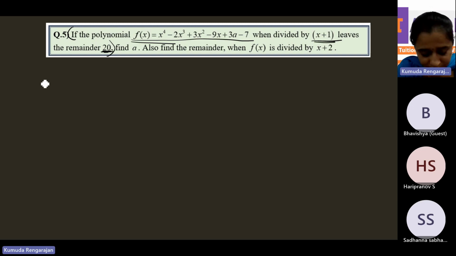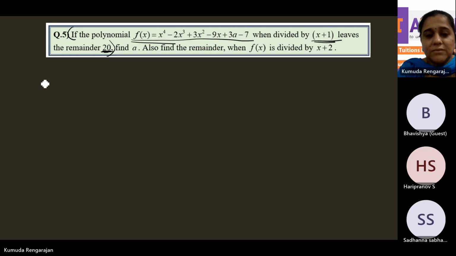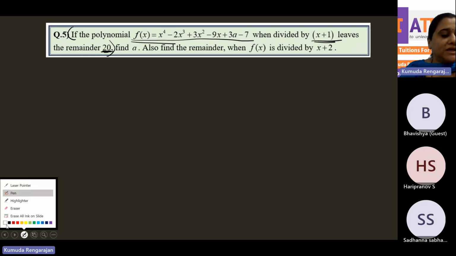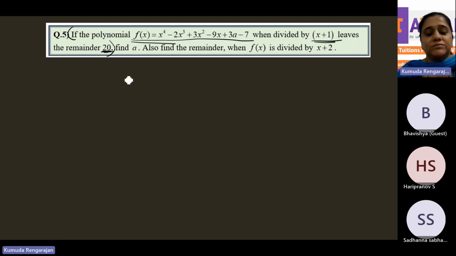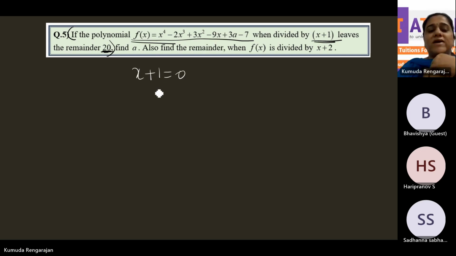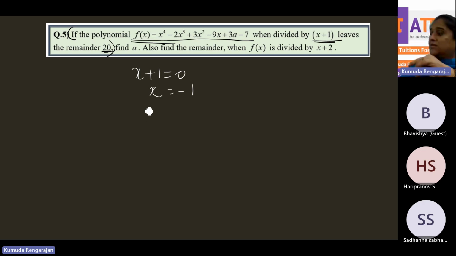Can you try, Hari? Miss, no, miss, I can't understand. Okay, no problem. Hari, equate the divisor to 0. Which is the divisor here? Miss, x plus 1. Equate it to 0. What's the x value? X minus 1. X is equal to minus 1. Now, how will you find the remainder?